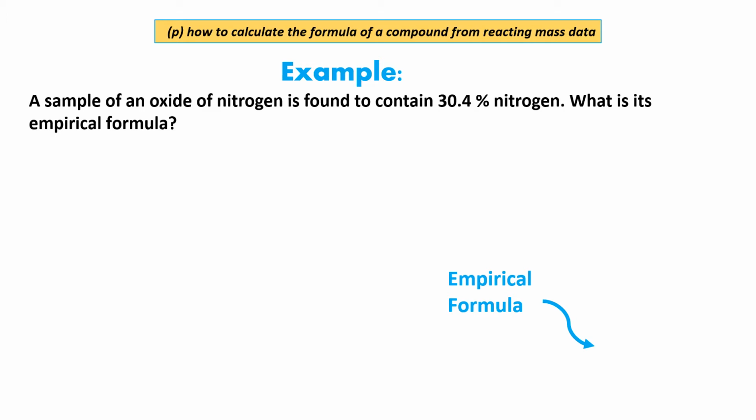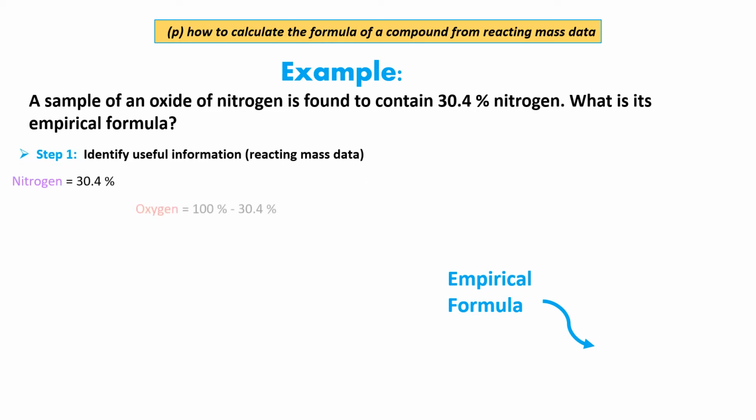Here is an example question for the calculation. A sample of an oxide of nitrogen is found to contain 30.4% nitrogen. What is its empirical formula? Well, the first step in answering any calculation question is to identify the important information in the question. So for this question, it's the mass composition. Nitrogen is 30.4%, and if you subtract that from 100%, you'll get the composition of oxygen, which is 69.6%.